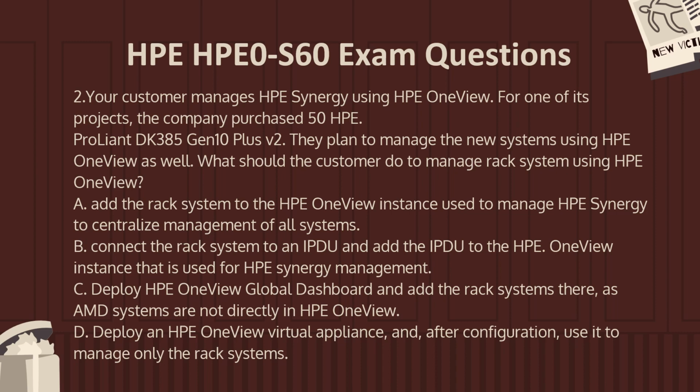A. Add the rack system to the HPE OneView instance used to manage HPE Synergy to centralize management of all systems. B. Connect the rack system to an iPDU and add the iPDU to the HPE OneView instance that is used for HPE Synergy management. C. Deploy HPE OneView Global Dashboard and add the rack systems there, as AMD systems are not directly in HPE OneView. D. Deploy an HPE OneView virtual appliance, and, after configuration, use it to manage only the rack systems.